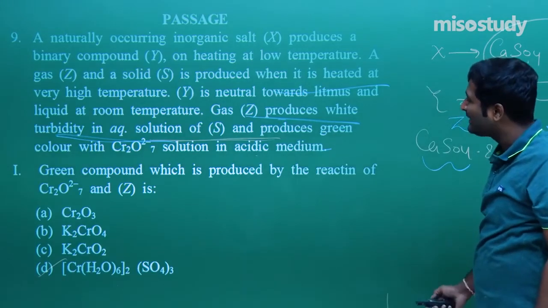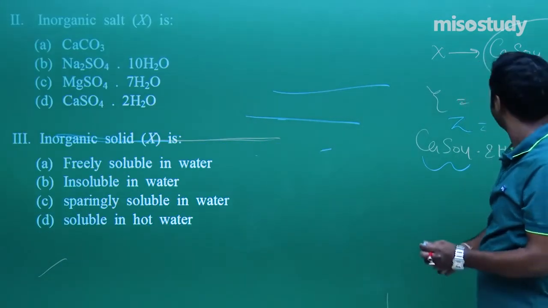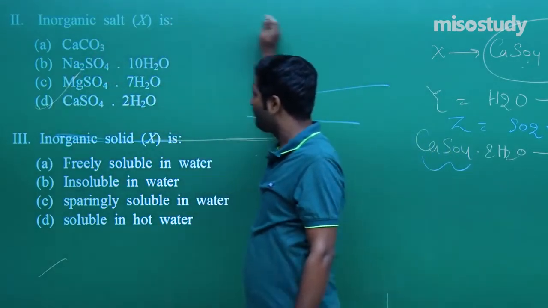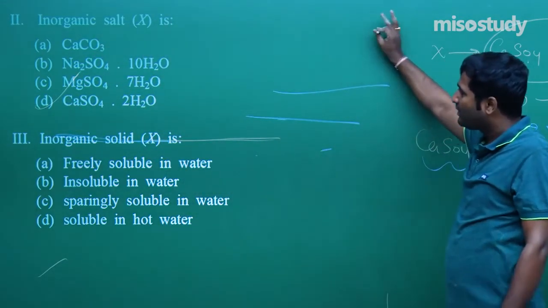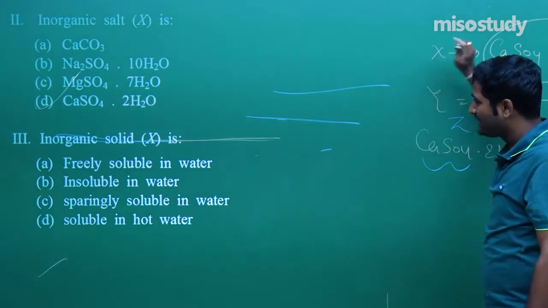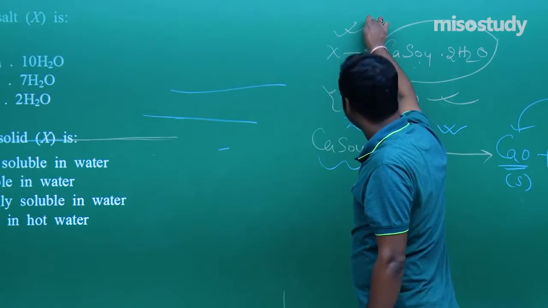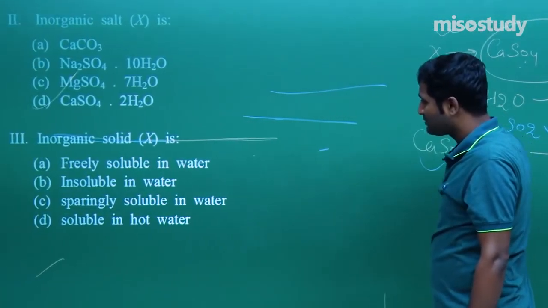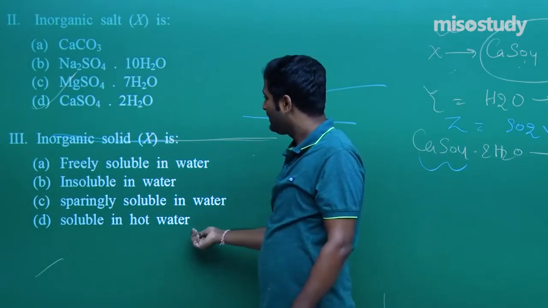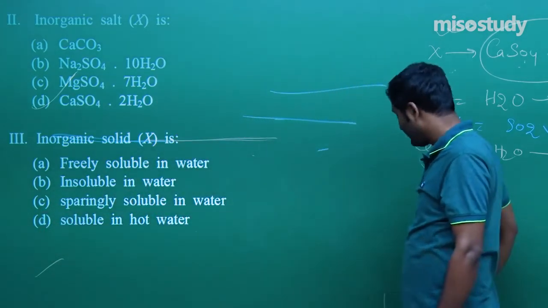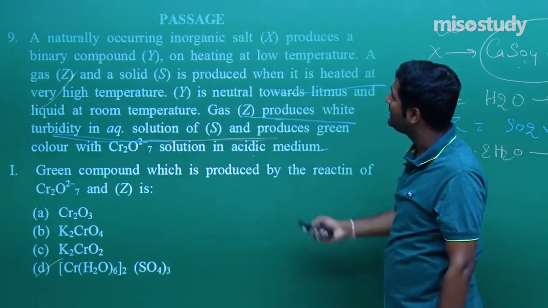Now what is the next option, friend? Inorganic salt. As I told you, this one is an inorganic salt. So the option is CaSO4 into 2H2O. Okay. What is the inorganic solid? As I told you, inorganic solid X, that is sparingly soluble in water, sulfate. So put here, that is the inorganic solid, the salt here.